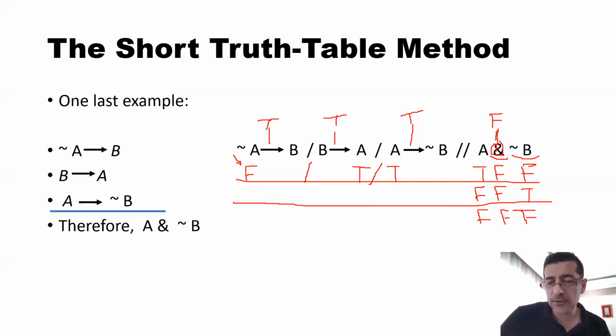Not B is false. Therefore, B is true, okay? B is true. So let's just go, not B is false. So I just write F here, okay? B is true, so I write true here. And B is true, I write true here.